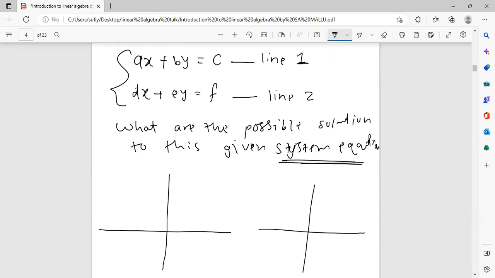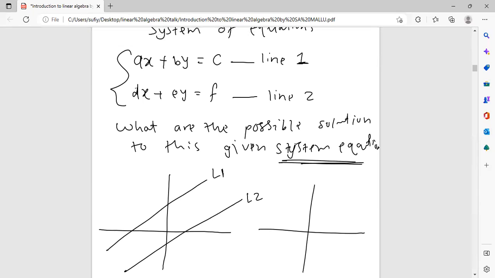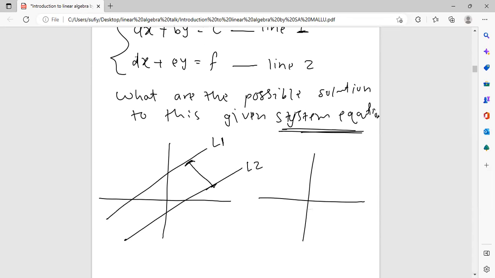Now remember, these are the possible cases that can happen. I'm going to call these L1 and L2. If line one and line two are parallel, we all know what it means to be parallel, right? A parallel is a line that never touches and it maintains the distance between them as well. So if line one and line two are parallel, then we say that the system will have no solutions. Do you all see that?